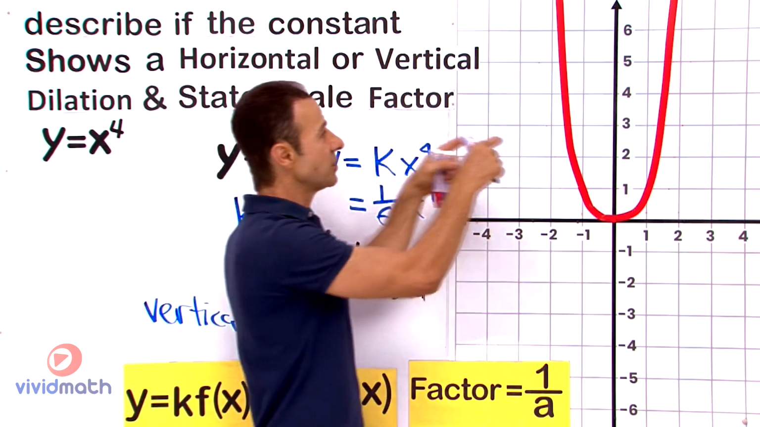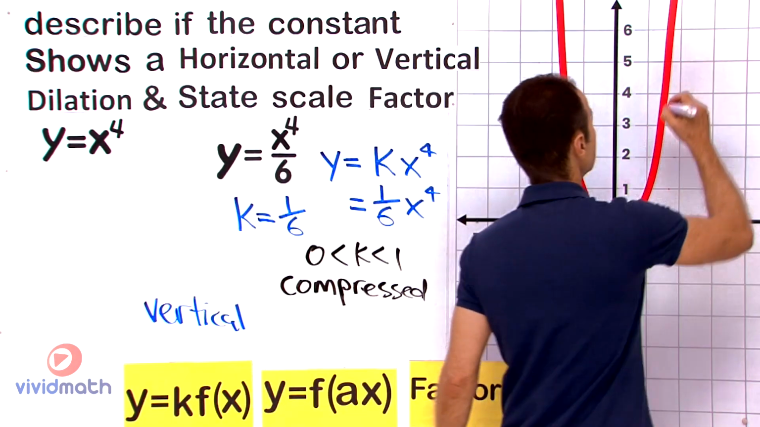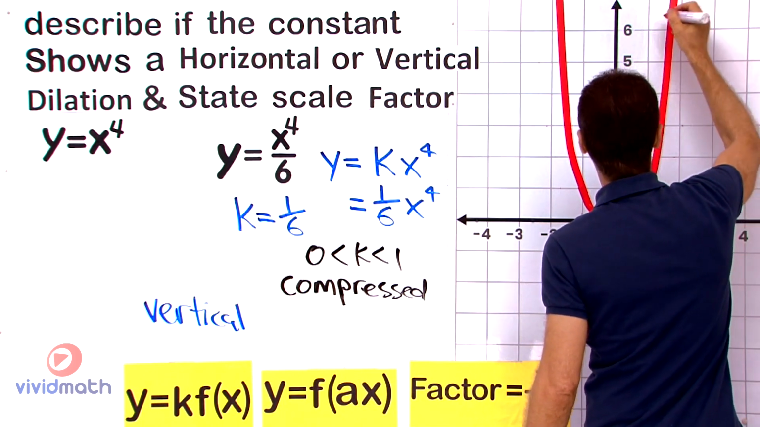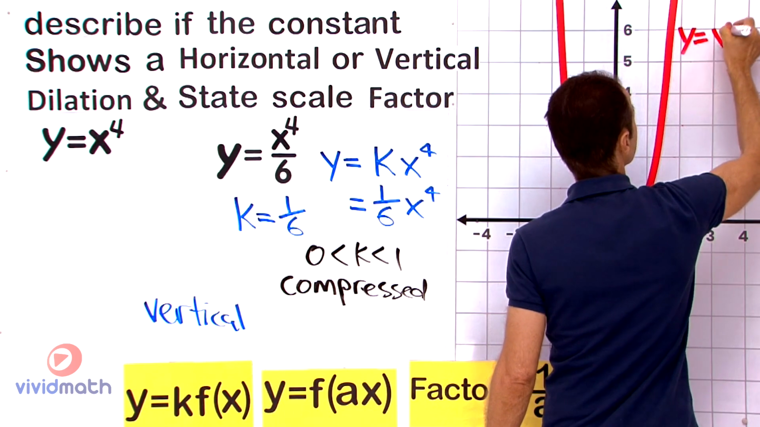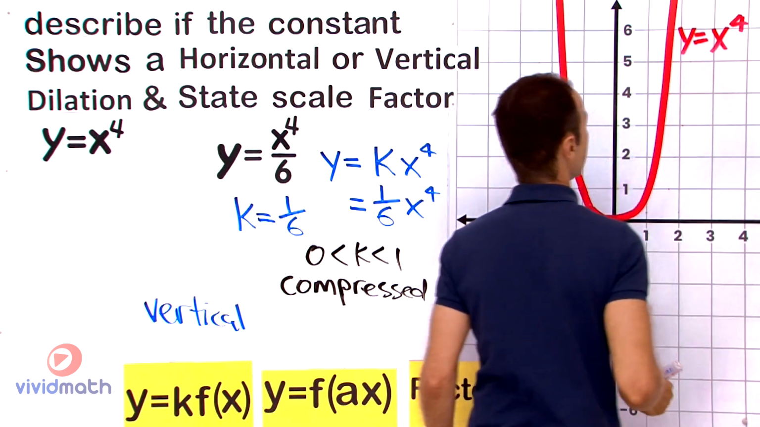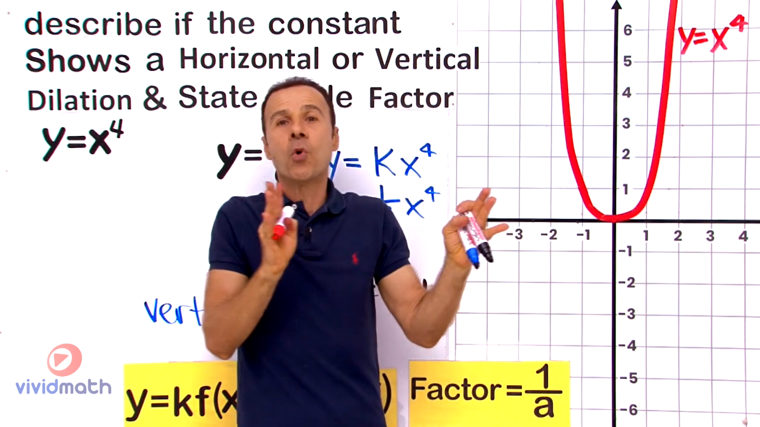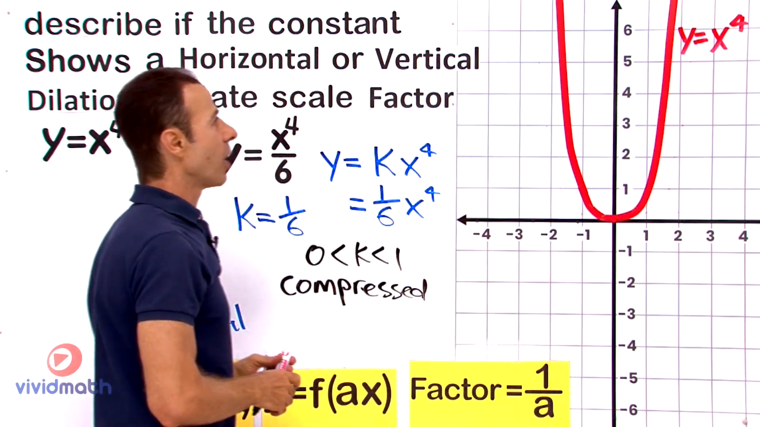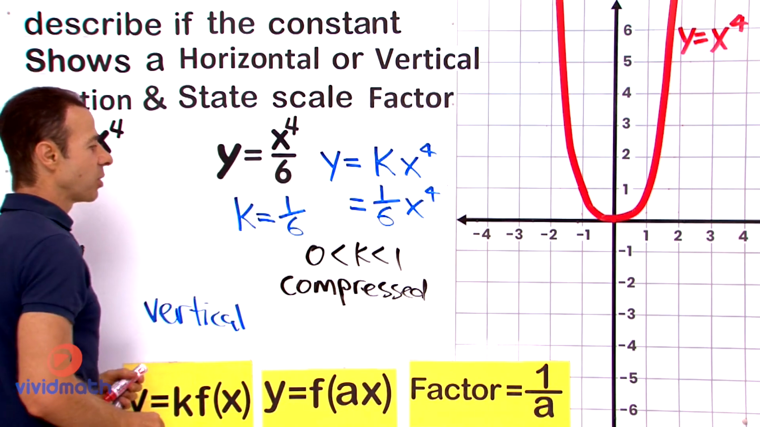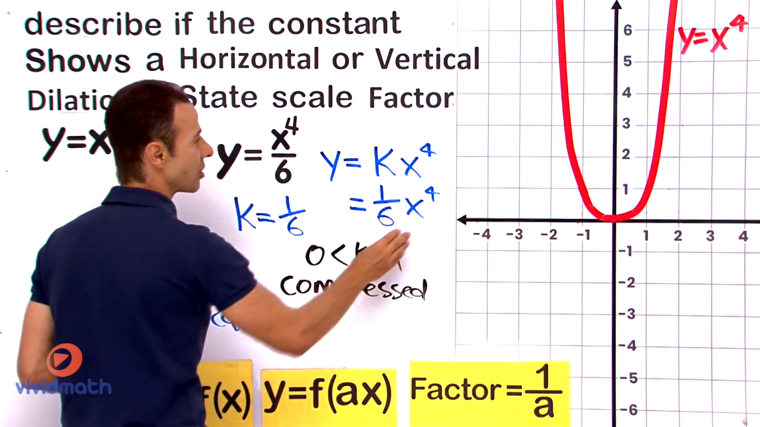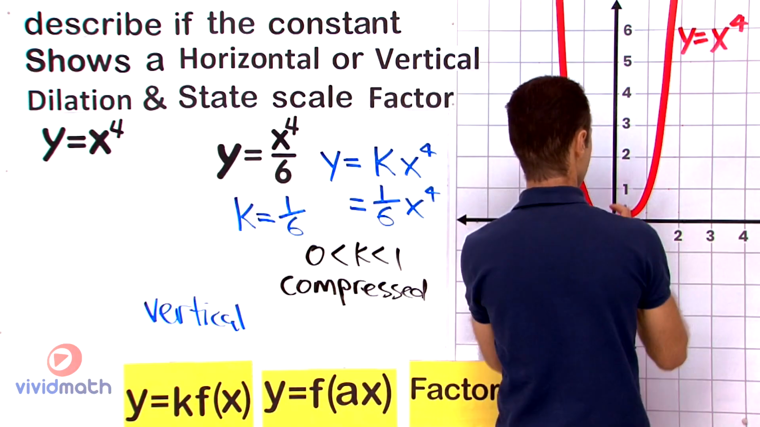So if you can imagine this function here, which is the parent function y equals x to the 4, let me just write it in. This is y equals x to the power of 4. Then if you can imagine that being squashed down, compressed, it's going to come more out. So if I was to draw y equals x to the power of 4 with the 1/6 applied to it, 1/6 x to the 4, it's going to look something like this. It's going to come out wider.